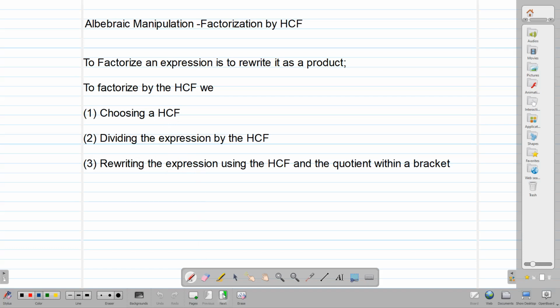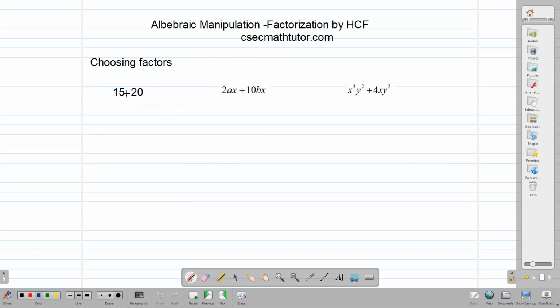Let's first talk about what the highest common factor is. The highest common factor of 15 and 20. First of all, what are the factors of 15? The factors of 15 are the numbers that can divide 15 without leaving a remainder. So we can say 1, 3, 5, and 15 are the factors of 15. The factors of 20 are 1, 2, 4, 5, 10, and 20. The highest number in these two groups that is common to them is 5. So the HCF of both 15 and 20 is 5, which means that 5 is the highest number that can divide both 15 and 20.